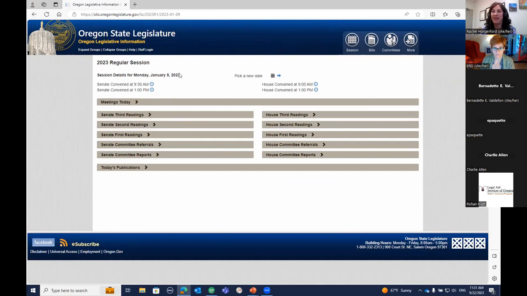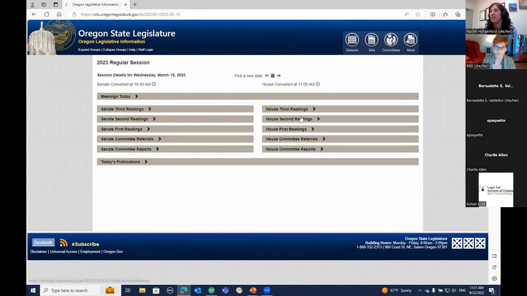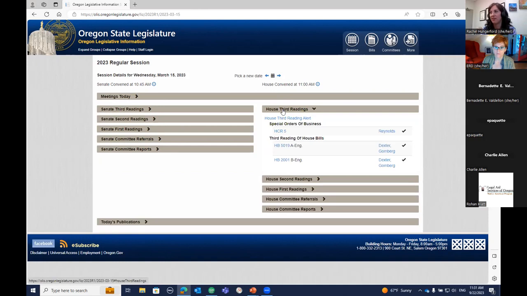That main page has essentially what happened on the floor, the first, second, third readings of the bills. And so you're going to go back to the main page for the session and then go to the date you're looking for. So we said March 15th. And I wanted the House third reading.